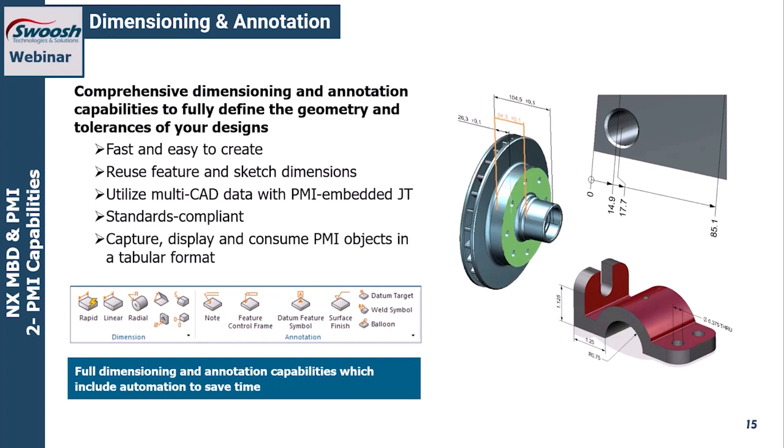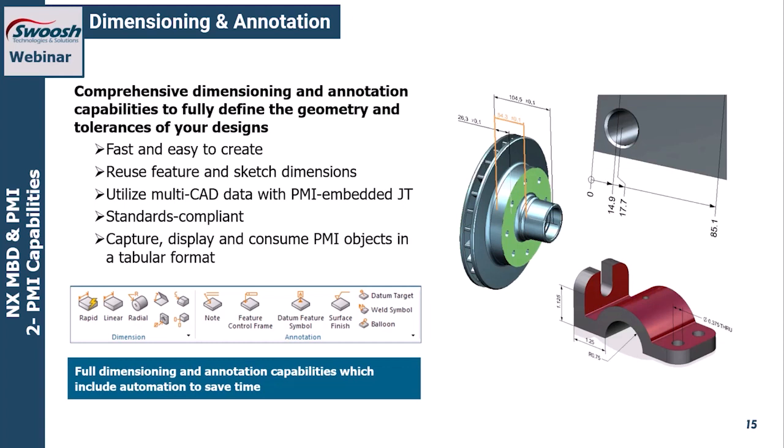If you've ever gone into the drafting application, you're going to have the same tool set here to apply the PMI on the 3D model. We can reuse features and sketch dimensions, so I can have a sketch inside of that 3D part. I can right click and convert the sketch dimensions to PMI very quickly if I need to do that. So reuse of the feature and sketch dimensions is also going to save you time creating PMI on your parts.